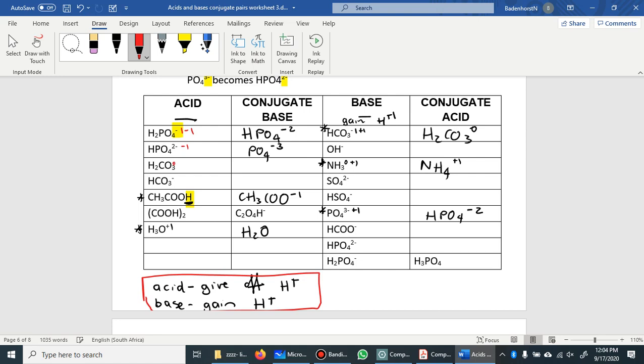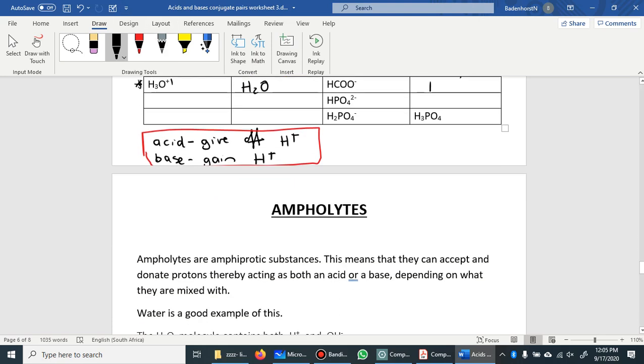If it used to be neutral, it's now -1. When something is a base and it becomes an acid, that base's charge needs to add 1 to it. So if it used to be minus 1, then you need to plus 1 to it, it becomes neutral. If it used to be minus 2, plus 1 to it, and it would become minus 1. Hydrogen has a positive charge, that's why it always adds plus 1 to the charge.